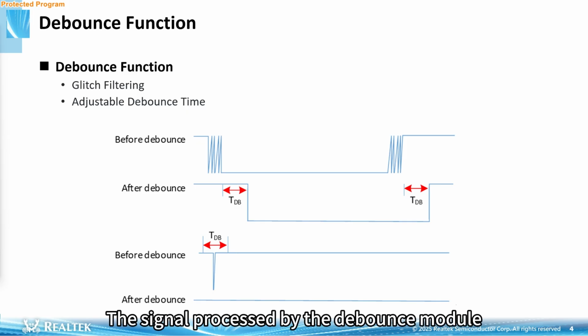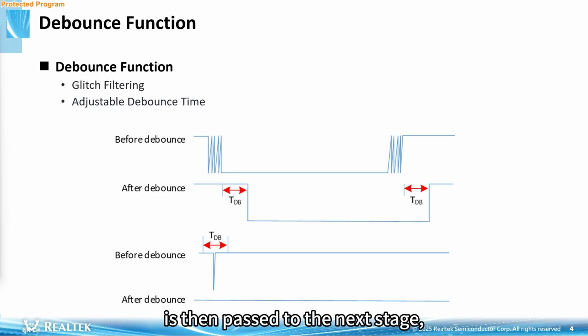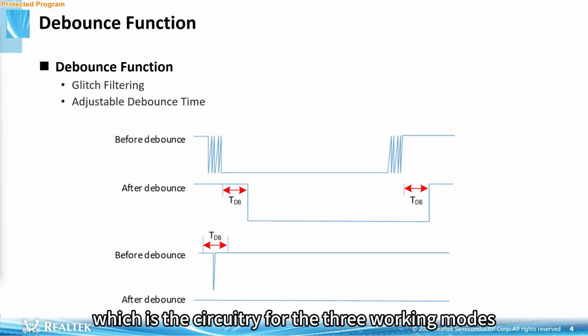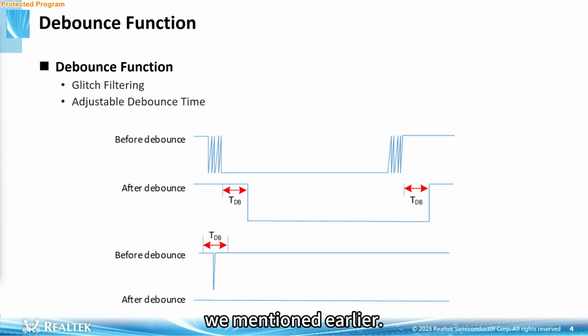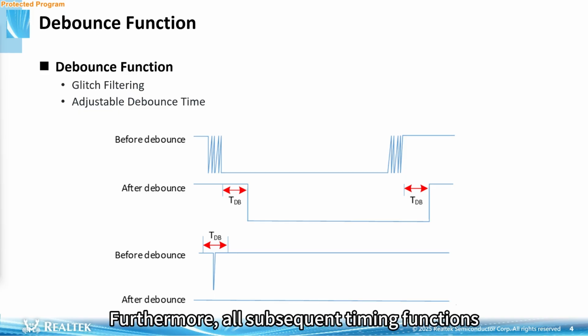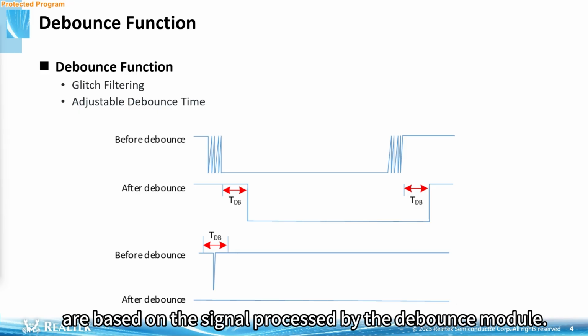Signal changes with a duration shorter than the set threshold are automatically ignored by the hardware circuit. The signal processed by the Debounce module is then passed to the next stage, which is the circuitry for the three working modes we mentioned earlier. Furthermore, all subsequent timing functions are based on the signal processed by the Debounce module.